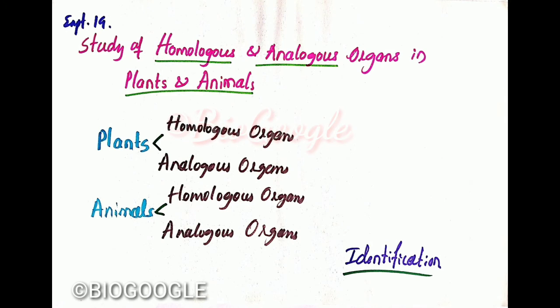Last, study of homologous and analogous organs in plants and animals. Homologous means two organs having the same structure performing different functions. Analogous means two organs having different structures performing the same function. Plants have homologous organs and analogous organs, and animals have homologous organs and analogous organs. This will come in identification and will carry 2 or 3 marks, and it is a very easy experiment. Okay, so you can remember.